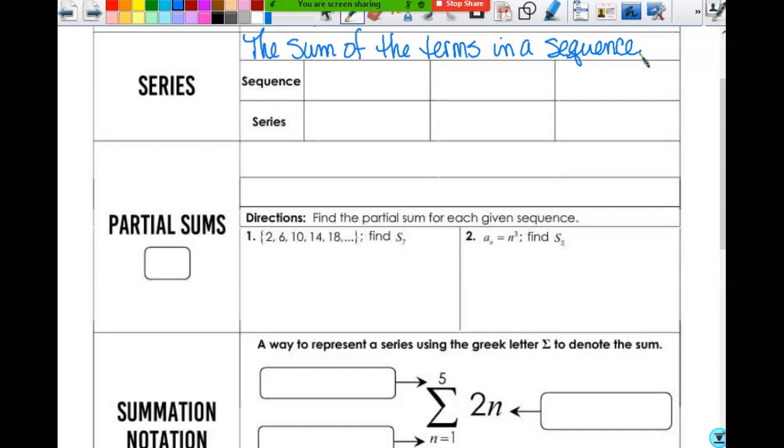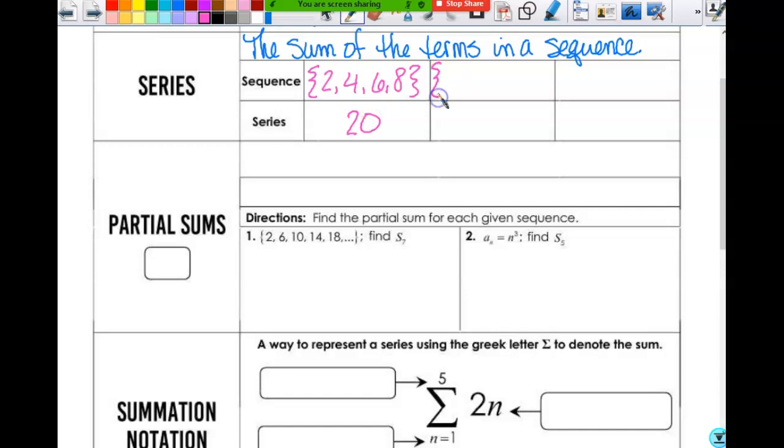So if we had a sequence that looked like this, let's see, 2, 4, 6, 8. Okay, so that's our sequence. We've been talking about sequences. The series would just be adding all those up, and it would be 20.